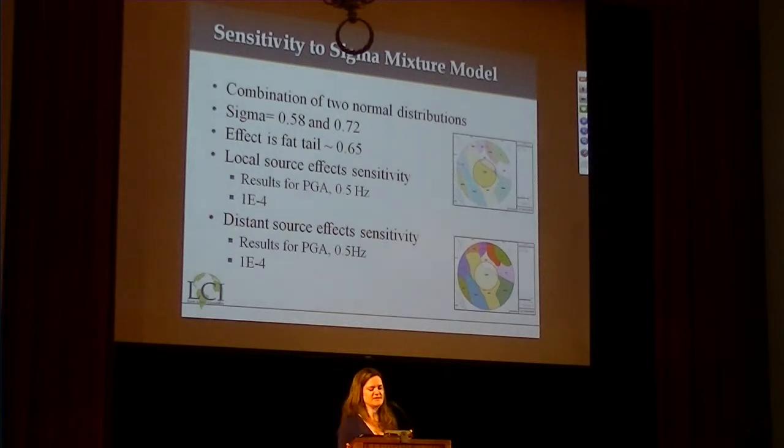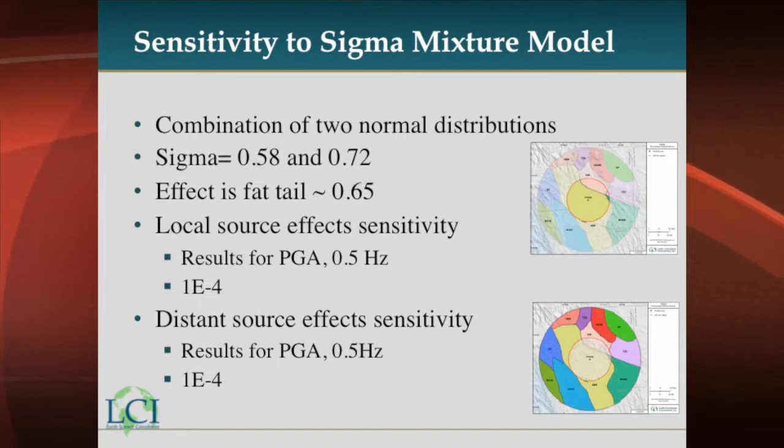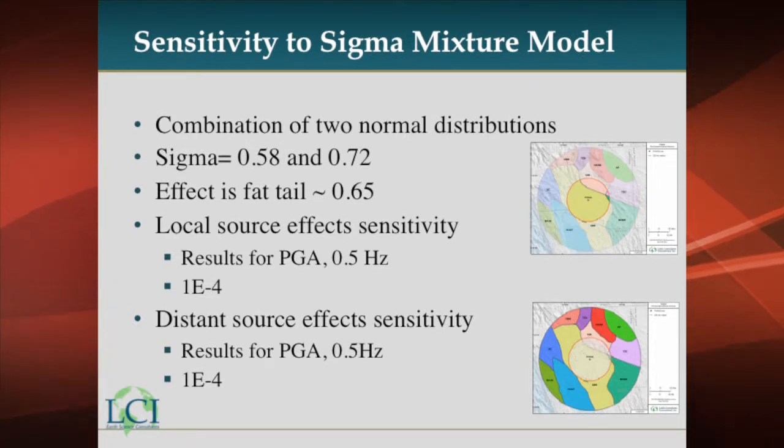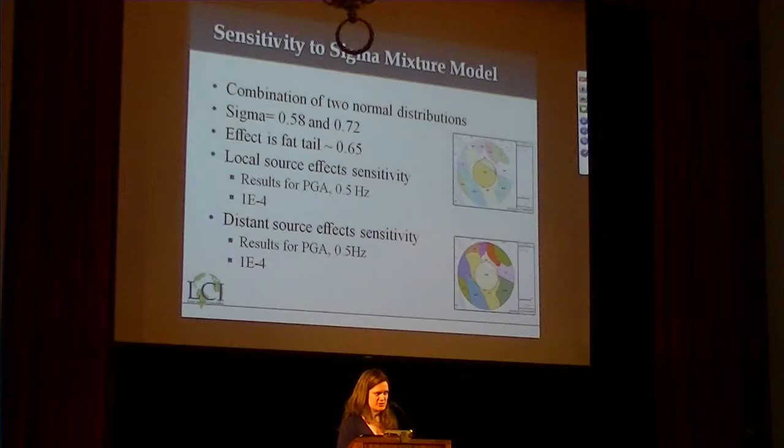So let me step back. In this case, I ran the GMPEs, but I fixed the sigmas. So the sigmas are not the GMPE sigmas. I fixed them at 0.58, and then I reran them at 0.72. And they were combined to get the single mixture model, and that's what I'll be showing. But the effect is basically the GMPEs run with a constant sigma of 0.65. That's pretty much the same.